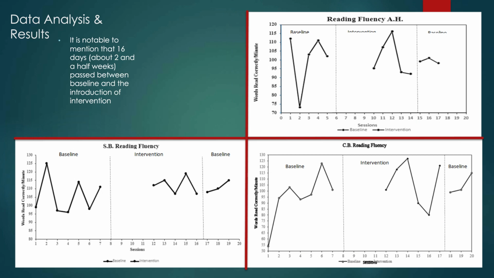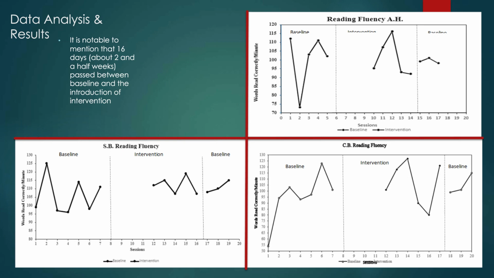For the most part, if we look at AH and CB, they had some outliers at the beginning of baseline. Also with SB, she had a bit of an outlier where she scored her highest score during baseline. And then you can see during baseline and intervention, there was the big pause of the 2.5 weeks before the intervention started. For each one of the students, they did increase their average words per minute during the intervention phase, but often only by about 10 words or so.